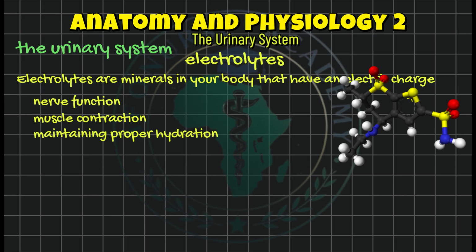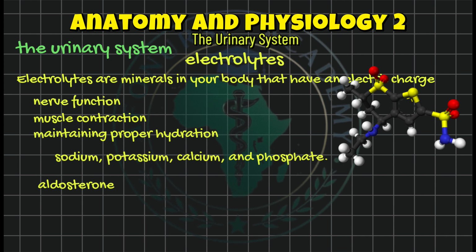The main electrolytes your kidneys regulate are sodium, potassium, calcium, and phosphate. Sodium is the most abundant electrolyte in the blood and tissue fluid, and it plays a huge role in regulating water balance and blood pressure. The kidneys control sodium reabsorption primarily through a hormone called aldosterone.